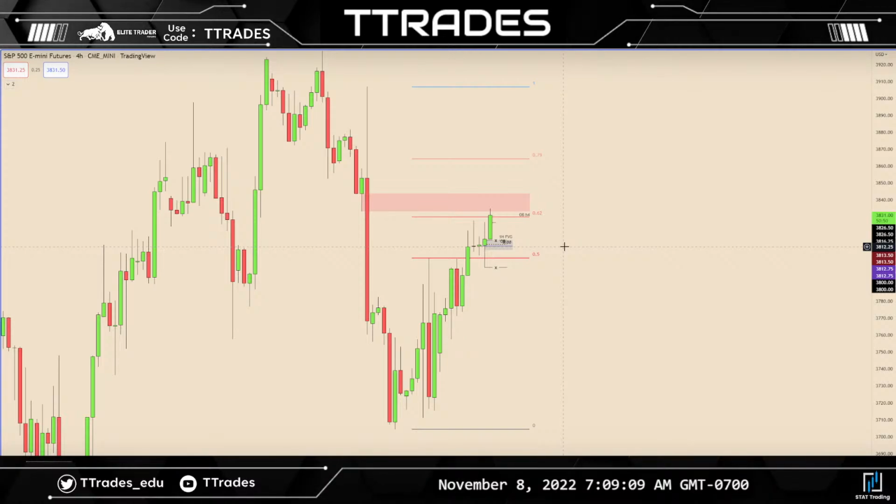Which is best for entry, the order block or fair value gap? I mean, it's up to personal preference, honestly.